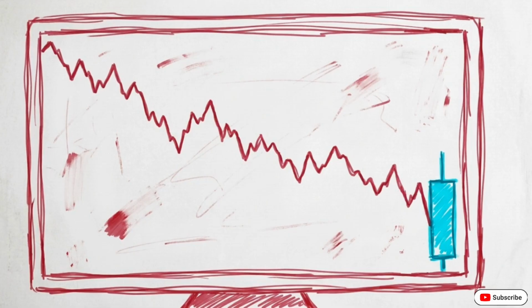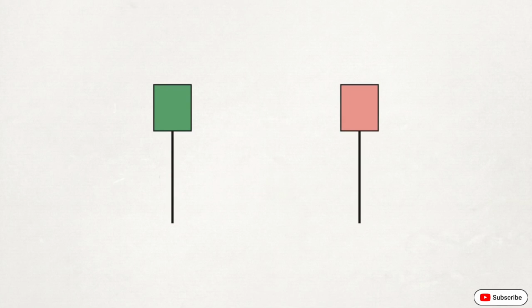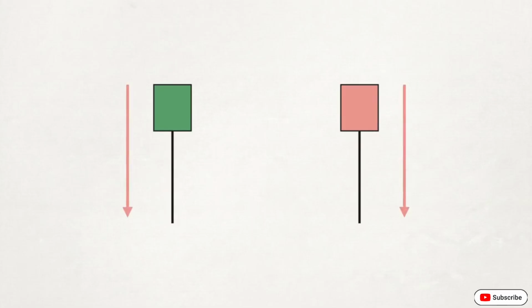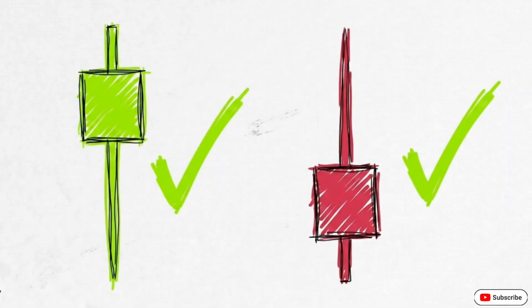Step 1. Locate a downtrend on your chart and identify a candlestick that stands out from the recent price action. To qualify as a valid hammer, the lower wick must be twice the length of the body, with no upper wick. This shows that although sellers initially controlled the session, buyers stepped in and rejected those lower levels, pushing the price back up. A green body suggests stronger buying pressure, but a red body is also valid as long as the wick proportions meet the criteria.